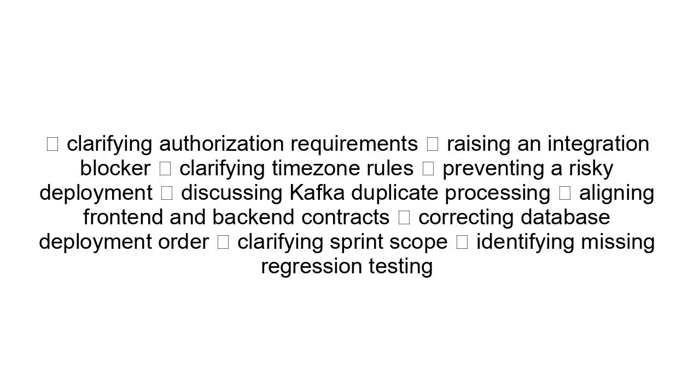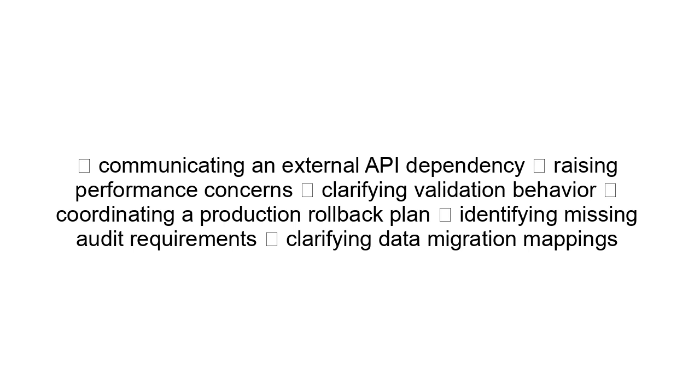Good communication prevention topics you can use. Depending on your experience, you can talk about clarifying authorization requirements, raising an integration blocker, clarifying timezone rules, preventing a risky deployment, discussing Kafka duplicate processing, aligning front-end and back-end contracts, correcting database deployment order, clarifying sprint scope, identifying missing regression testing, communicating an external API dependency, raising performance concerns, clarifying validation behavior, coordinating a production rollback plan, identifying missing audit requirements, clarifying data migration mappings.